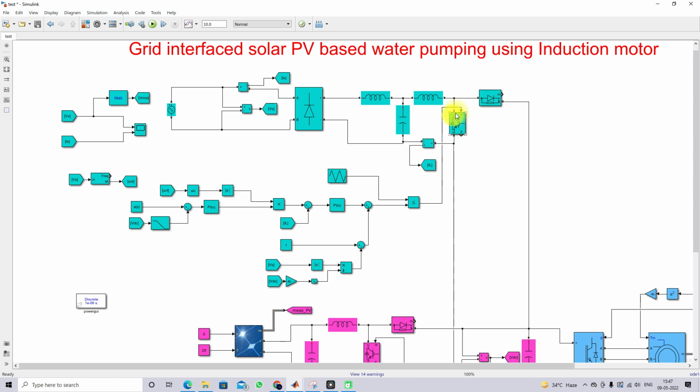This power factor correction converter can be controlled by means of control logic. Here we are measuring the source voltage, and then it is processed via PLL, phase lock loop. This phase lock loop generates the unit vector template, that is, it generates the phase angle with respect to time.